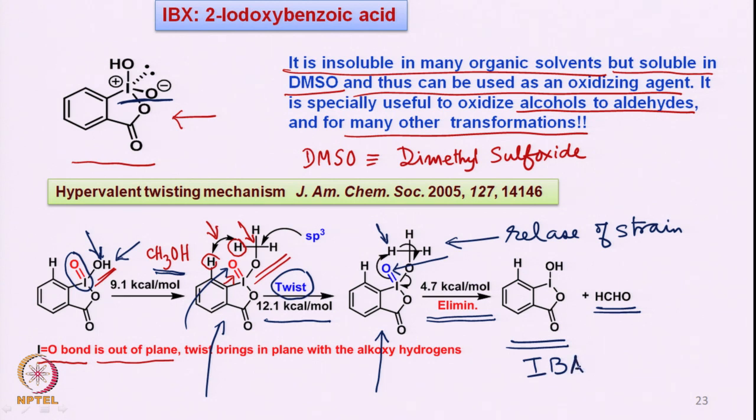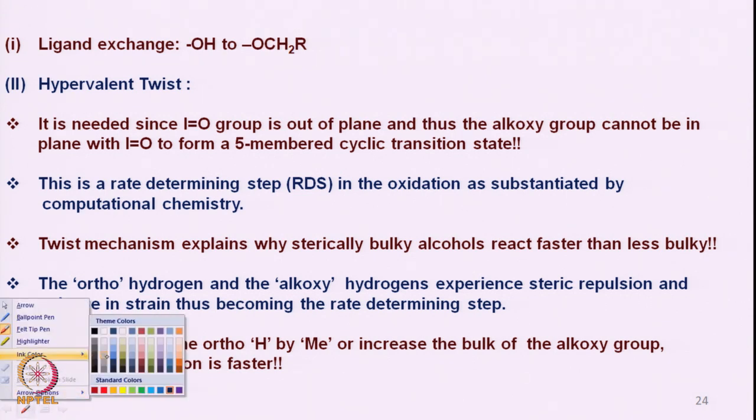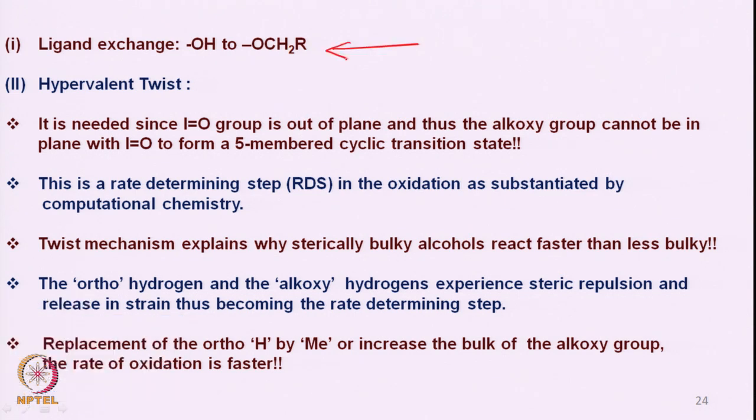So the mechanism is an interesting aspect, and this has of course been theoretically done, checked and confirmed. So the first step, as I mentioned, takes place, the alcohol replaces the hydroxy group, then there is a hypervalent twist that takes place because the I double bond O gets twisted.